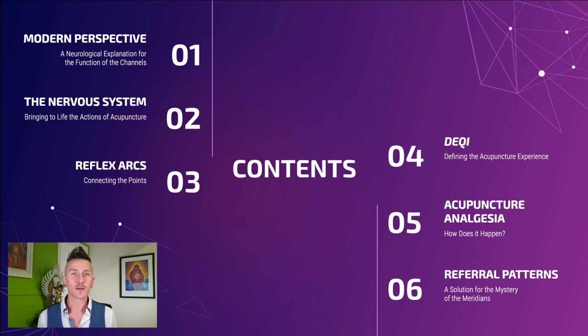So, taking a look at the contents in this part, we're going to be looking at the modern perspective of Qi and the channels. So, focusing a lot on the neurophysiological explanation of acupuncture, how the nerves essentially help to explain a lot of the functions of the channels, a lot of the mechanisms of acupuncture, and the understanding of what qi is, specifically de qi in the practice of acupuncture, and the sensation that the patient feels when acupuncture is applied to their body.